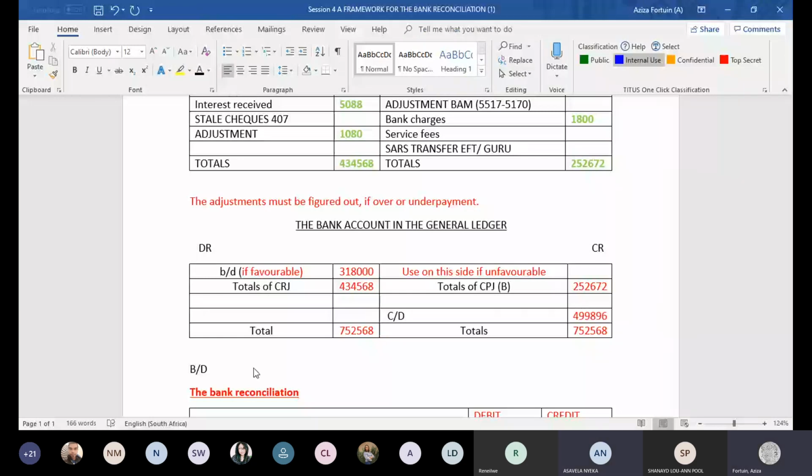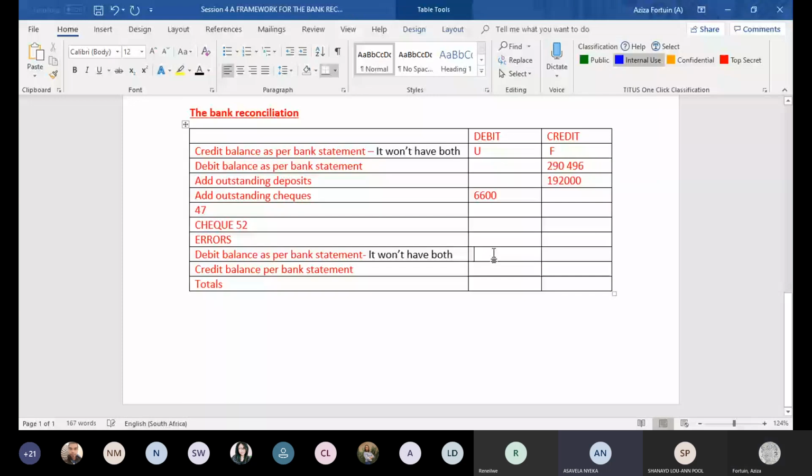What do I do with that? And then we're going to record that balance at the bank reconciliation. On the debit side. Let's tally up and see if we balance.